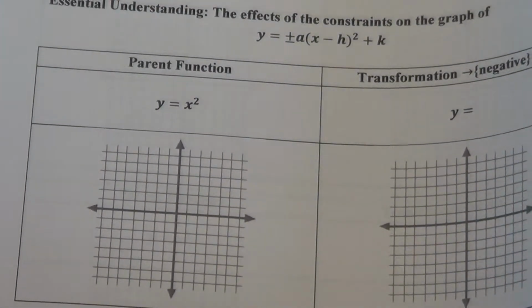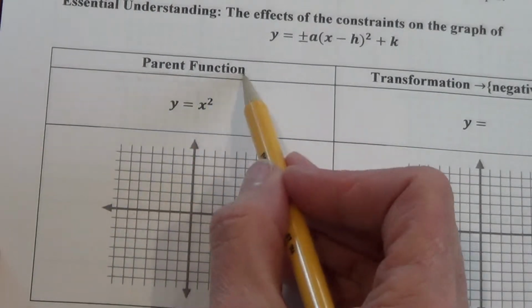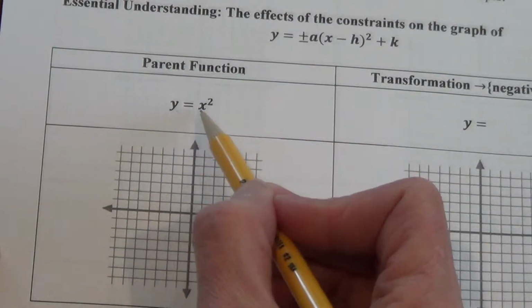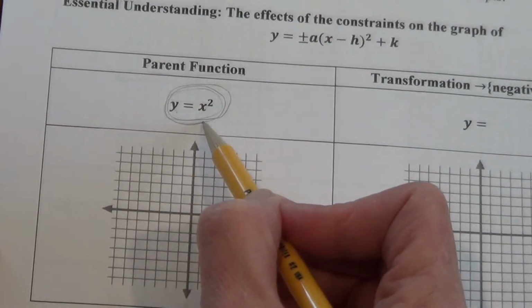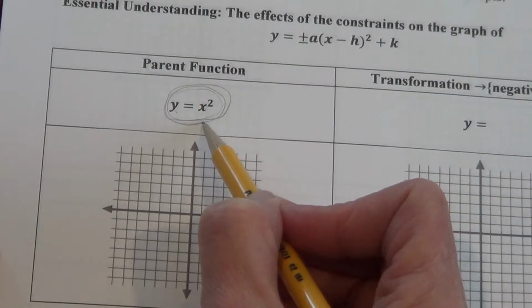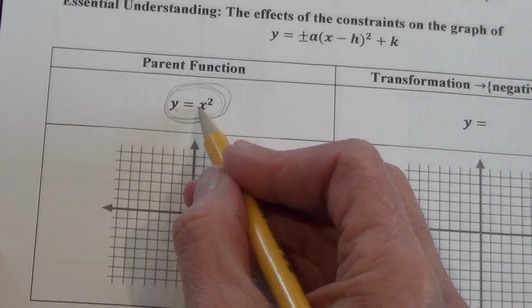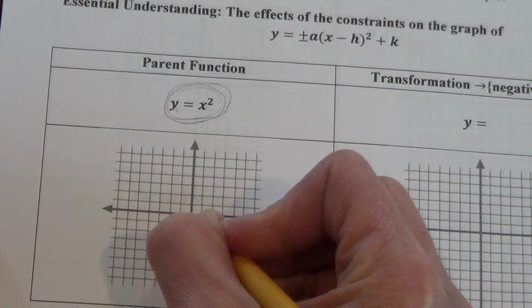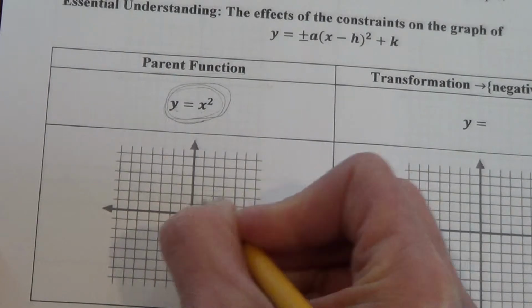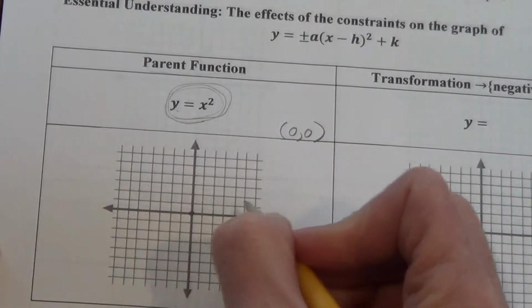Translating of the quadratic graph. We call this a parent function because it has no numbers in here to change the shape of just a very basic quadratic shape. So we go ahead and plug in numbers. If we plug in 0 for x, 0 squared is 0, so our point is 0, 0, and we put the point right at the origin.